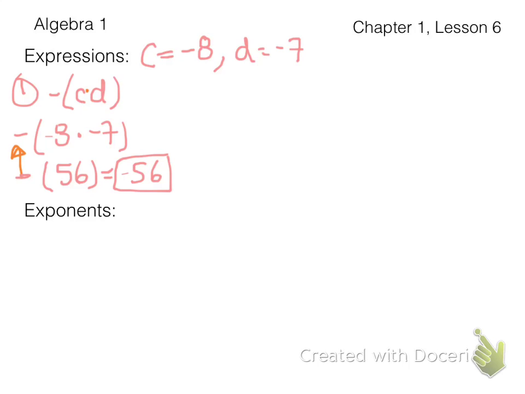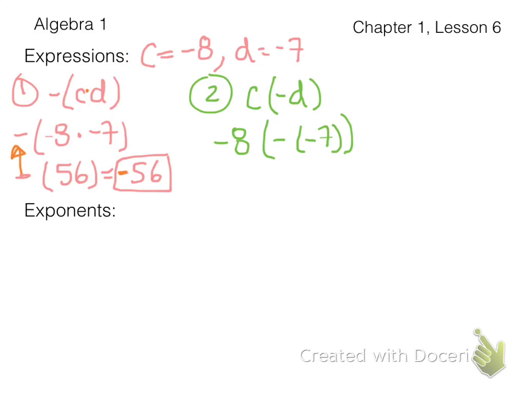Alright, I'm going to make that negative a little brighter. There we go. Alright, next problem. We have C times negative D. Well, if C is negative 8 and D is negative 7, we have the negative 8 times the opposite of negative 7. Oh, it's getting crazy. Alright, so the opposite of negative 7 is positive 7. A negative times a positive is a negative. Oh, look, it's the exact same answer all over again.